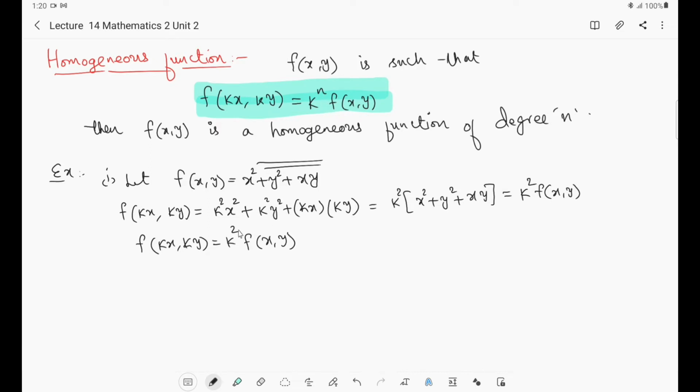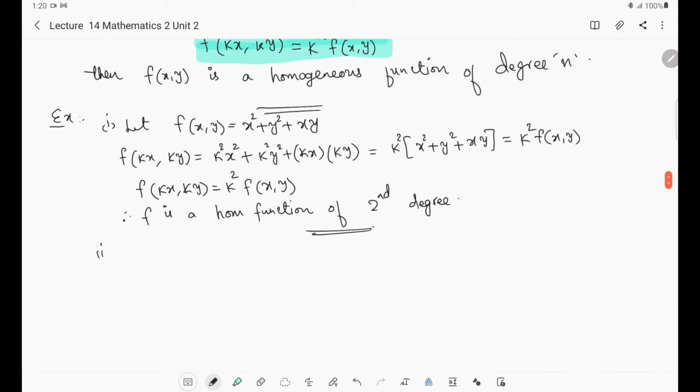Here we are getting k power 2, therefore f is a homogeneous function of second degree, right? Now we will see one more example. Let us consider one more example. Let f of x comma y equal to 5x square y cube by x power 5 plus y power 5.